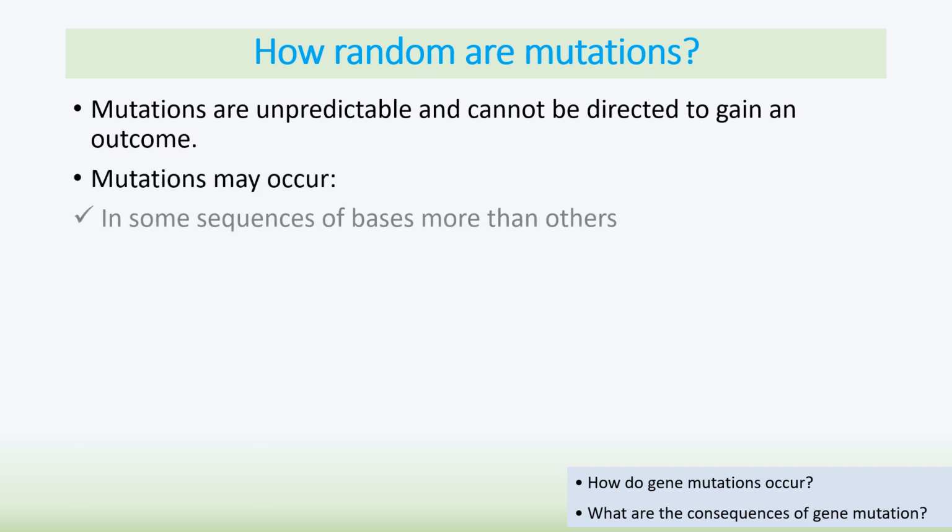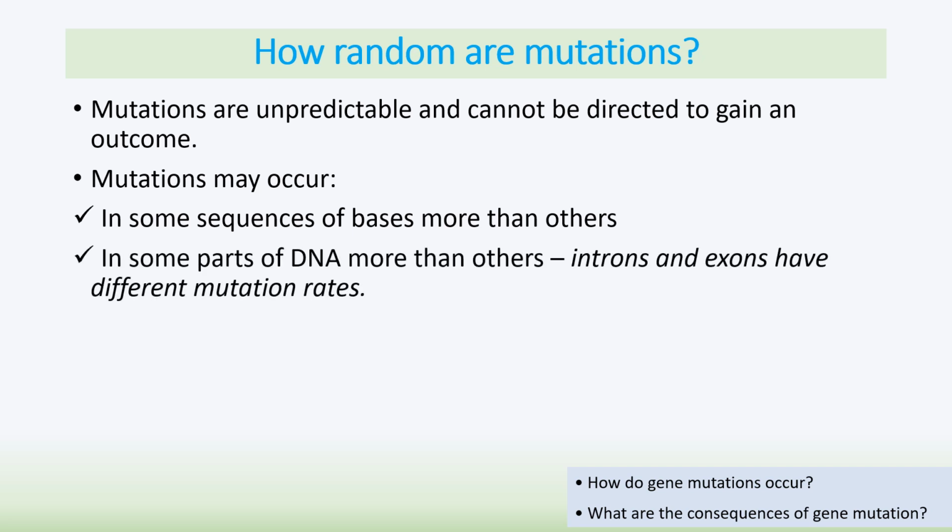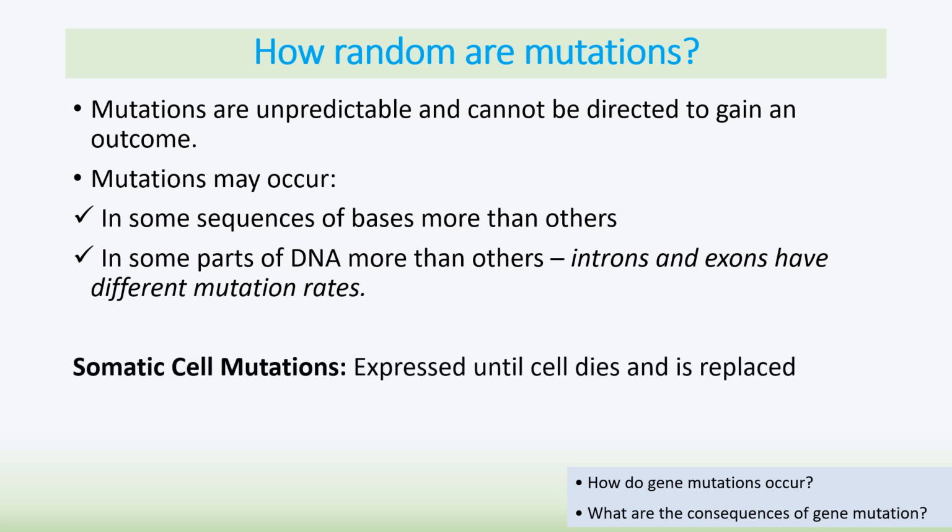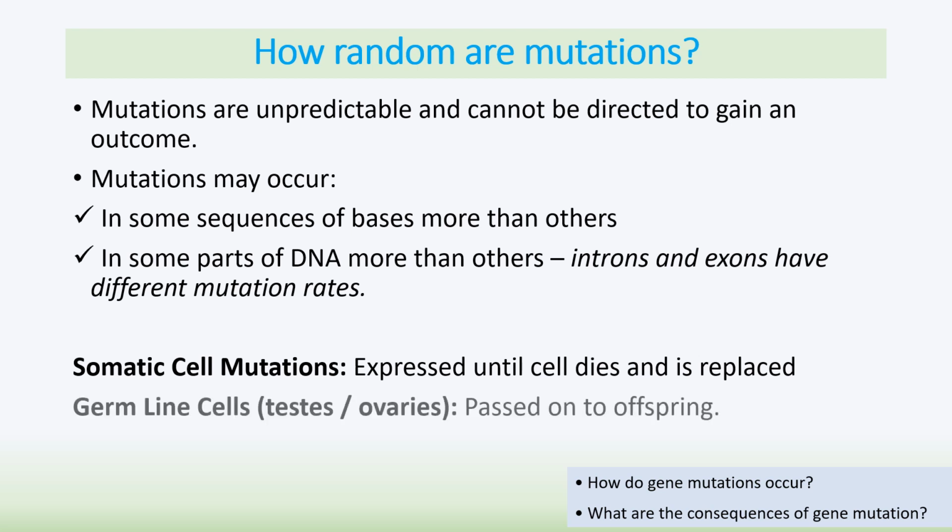They may occur in some sequences of bases more than others, in some parts of the DNA more than others. So introns and exons, i.e. introns being areas that we don't code for, and exons being those that do, have different mutation rates. Somatic cell mutations, so ones that are in your body only, like your liver cells or kidney cells, will be expressed until the cell dies and then is replaced. But if it affects your testes and ovaries, your germline cells, it can then be passed on to the offspring.